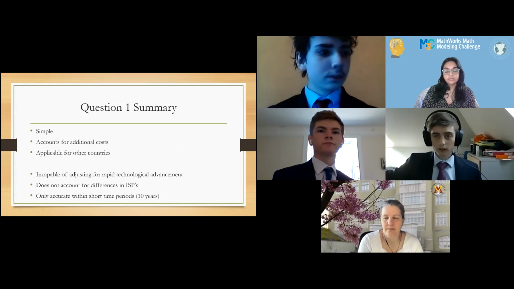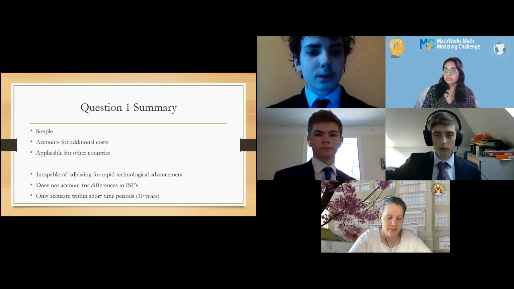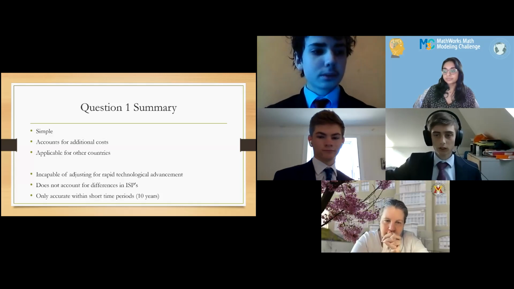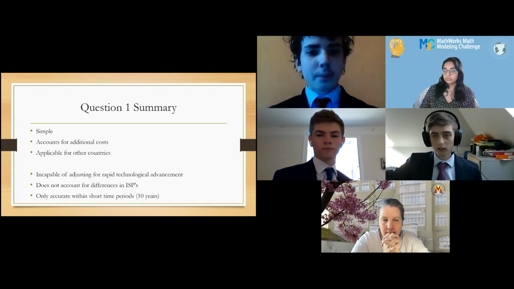Finally, we analyzed our model and determined that it carried both strengths and weaknesses. Our model was simple and in closed form, meaning no complex calculations needed to be carried out. It also accounted for additional costs, which are often overlooked, and was also applicable to any country, given there exists the necessary data. However, it also carries some clear drawbacks. It was impossible to predict sudden technological development, for example, the change to Ethernet. It also does not account for differences in internet service providers, as they all have different pricing strategies and offer different internet packages. It was also only accurate for a fairly short period of time into the future, because of the nature of our model, it predicted a price that would eventually drop to below 0.